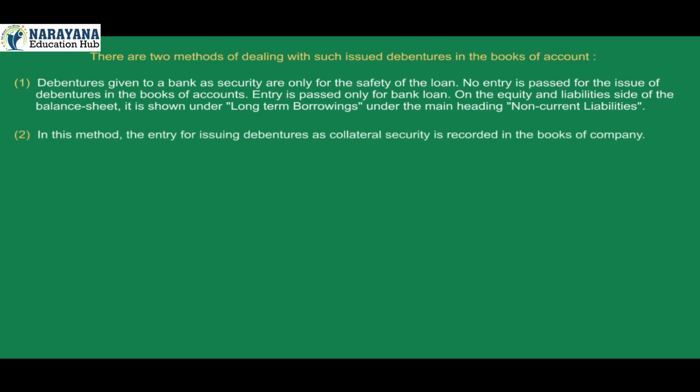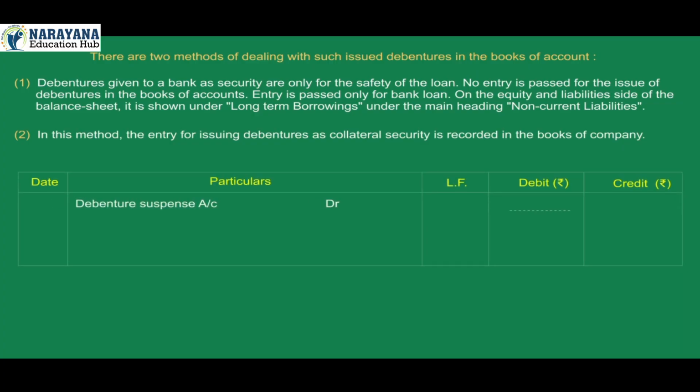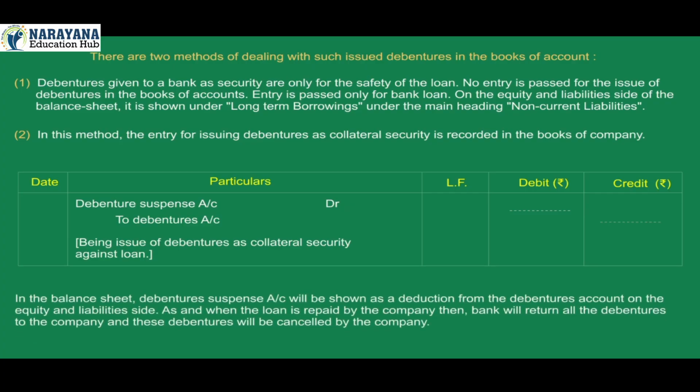2. In this method, the entry for issuing debentures as collateral security is recorded in the books of company. Debenture suspense account debit to debentures account credit, being issue of debentures as collateral security against loan. In the balance sheet, debenture suspense account will be shown as a deduction from the debenture account on the equity and liabilities side. As and when the loan is repaid by the company, then bank will return all the debentures to the company and these debentures will be cancelled by the company.